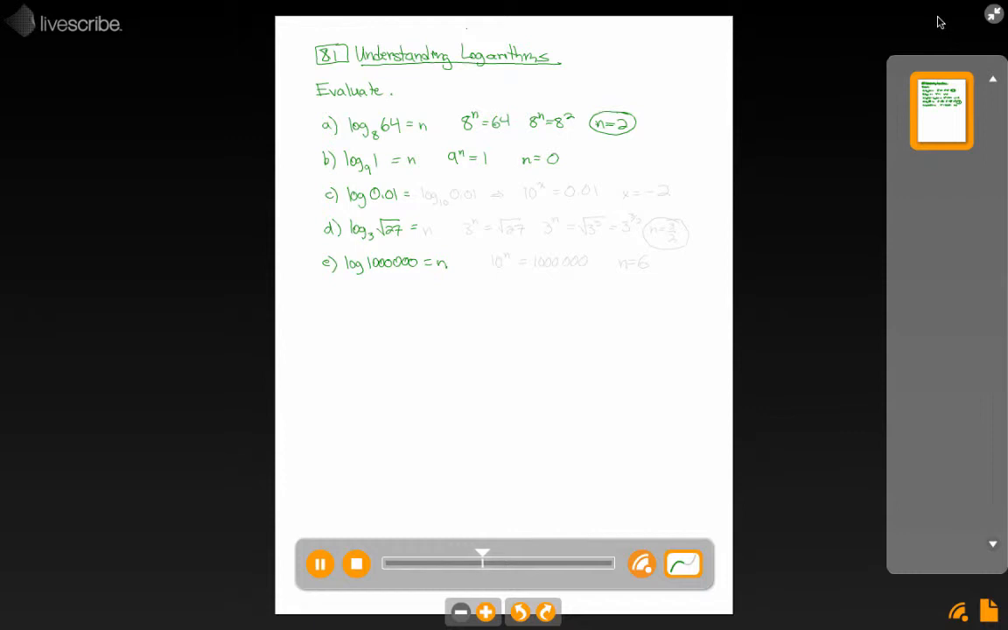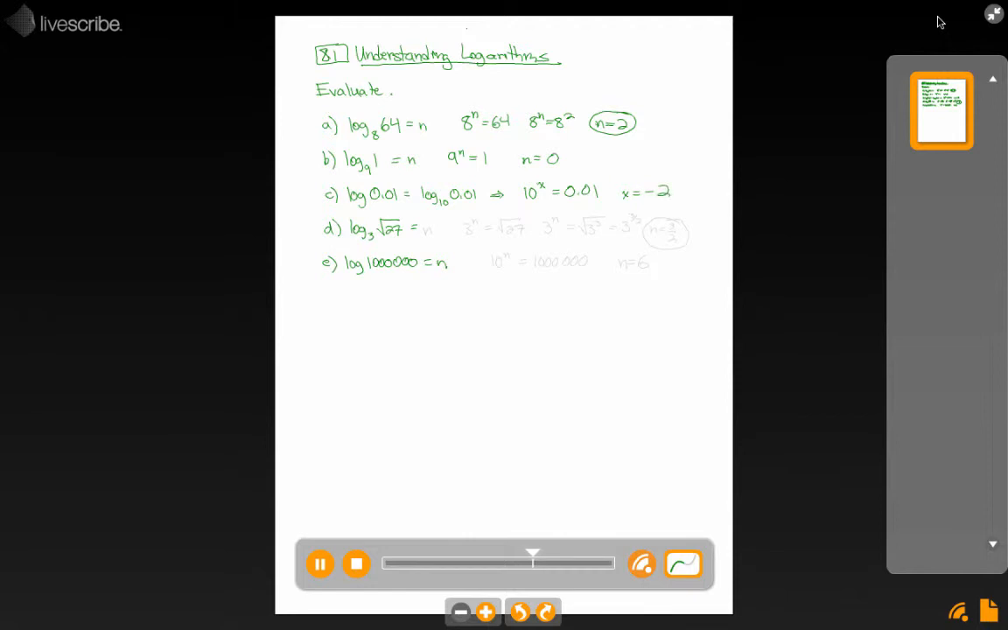Now, log 0.01, notice there's no base written there. What that means is that it's base 10. Log base 10 of 0.01 means that 10 to the exponent something is equal to 0.01. So 10 to the, let's call it x, equals 0.01. And you find that x is equal to negative 2.